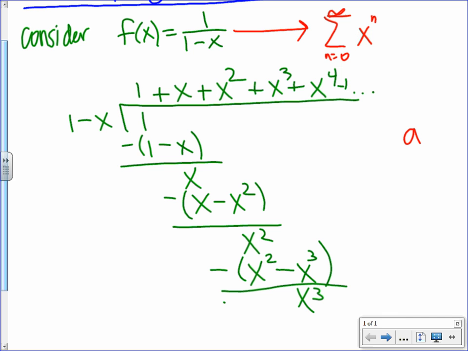So, if we divide that by 1 minus x, right? Geometric series. Is this a geometric series? A number raised to a power of n, right? How do we find the sum of an infinite geometric series? First term over 1 minus r.